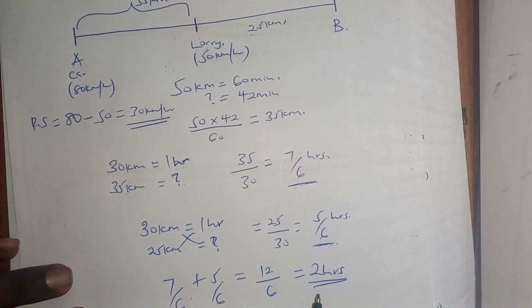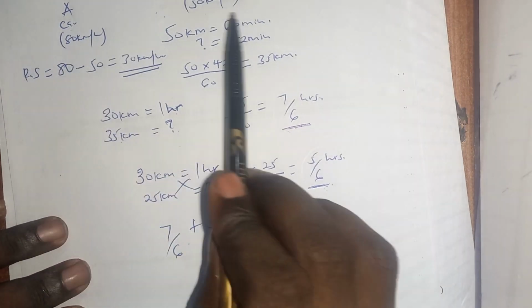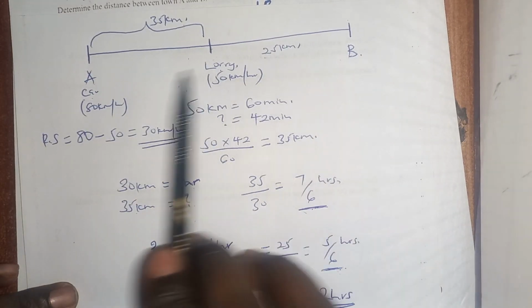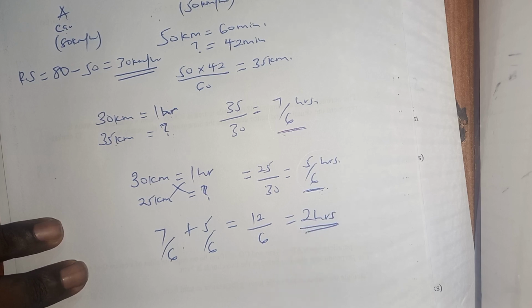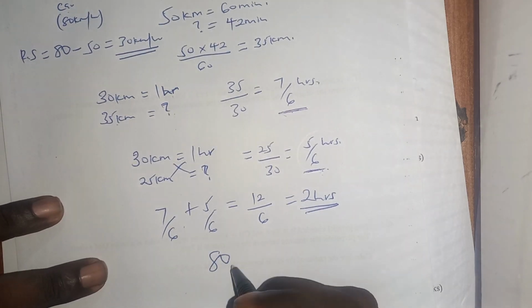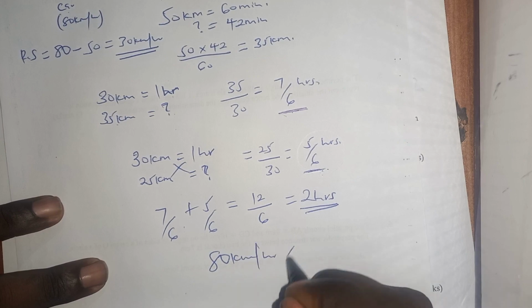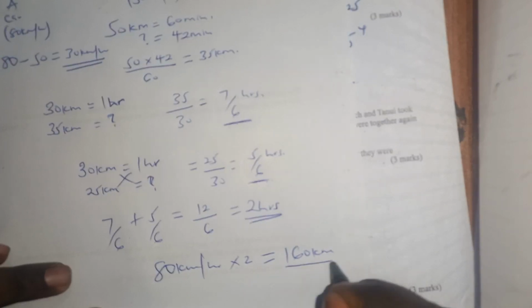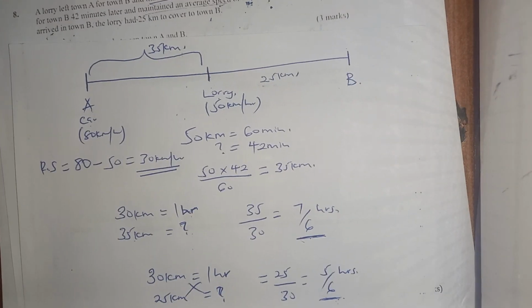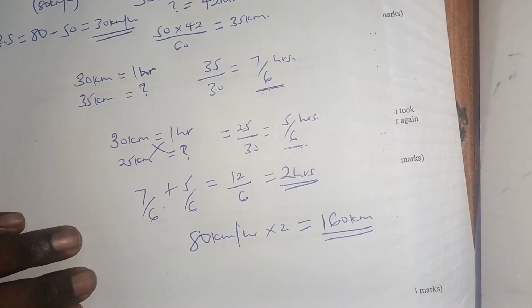Now another trick is, how will we get the distance? It's so simple right now. Since we know that the car has been traveling for 2 hours and its original speed is 80 kilometers per hour, not the relative speed, we are going to say 80 kilometers per hour multiplied by 2 hours is 160 kilometers. So the distance between town A and town B is 160 kilometers, and that's how we solve that question.